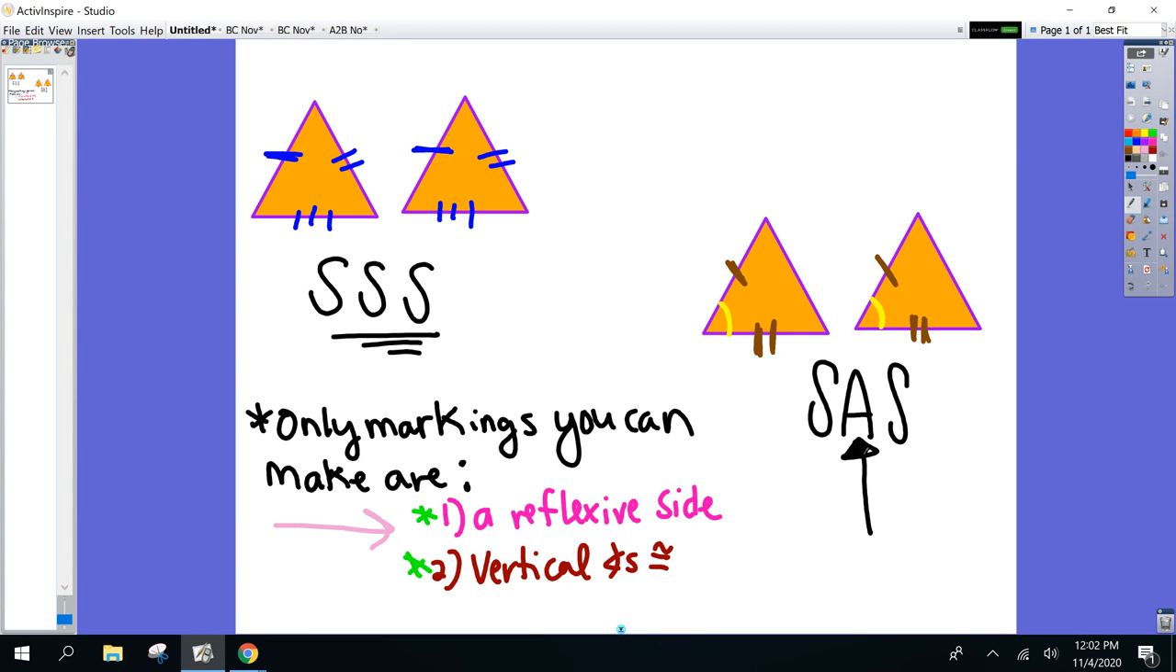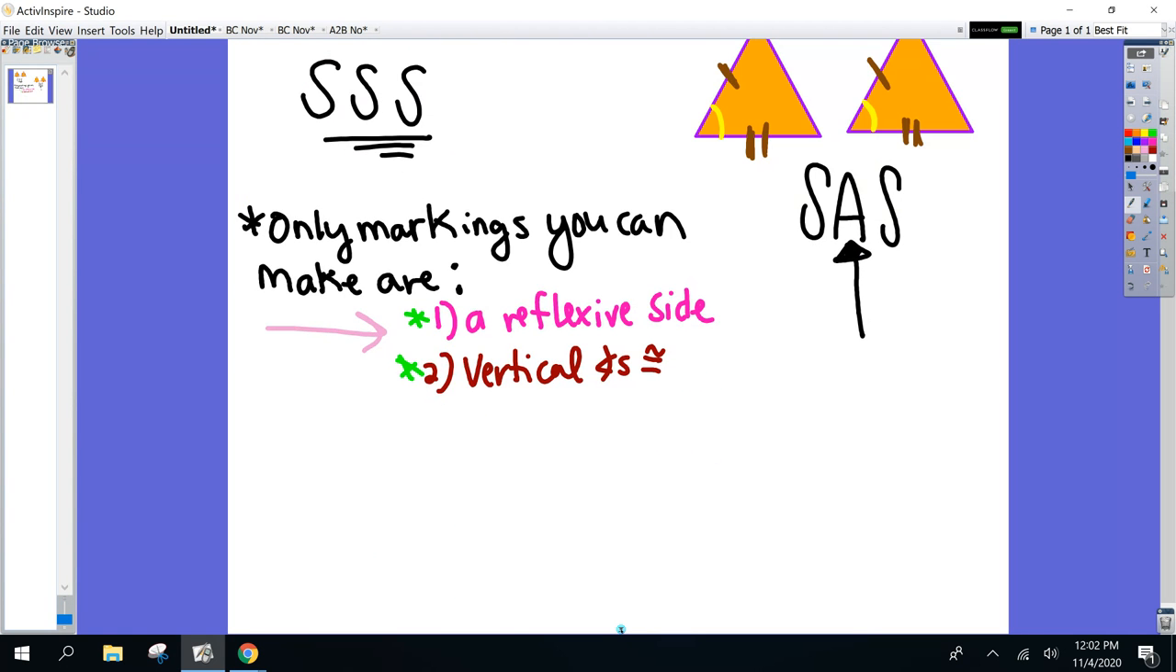All right. When a diagram is marked up for you, you are not allowed to put your own markings on. I'm sorry, you're not. Here's the two things, just so we're all clear. What are you allowed to mark on your diagram? You can mark a reflexive side, a side that's shared with each other right on top. A side that's shared. Or you can mark vertical angles if there are any in the diagram. Those are the only markings that you can put on yourself. If there's no other markings, don't put them on, unless it's reflexive or vertical.